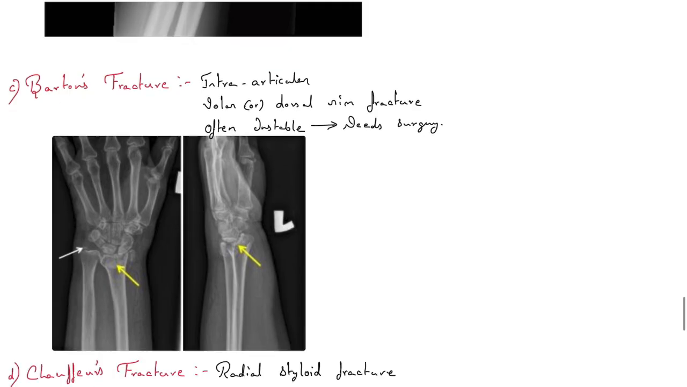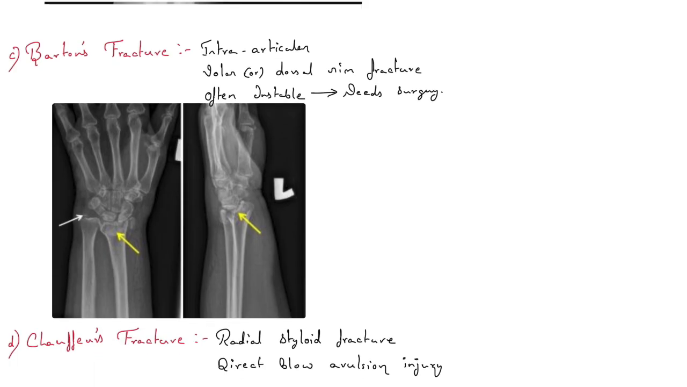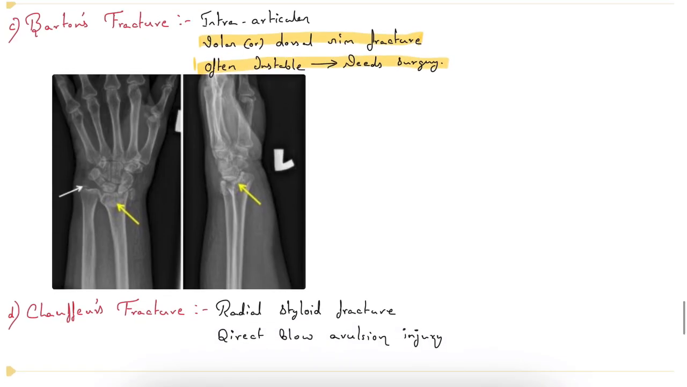In Barton's fracture, we can see an intra-articular fracture with dislocation, volar and dorsal rim fracture, often unstable, needs surgery. Okay. If you are seeing this image, we can see the intra-articular dislocation in the X-ray.